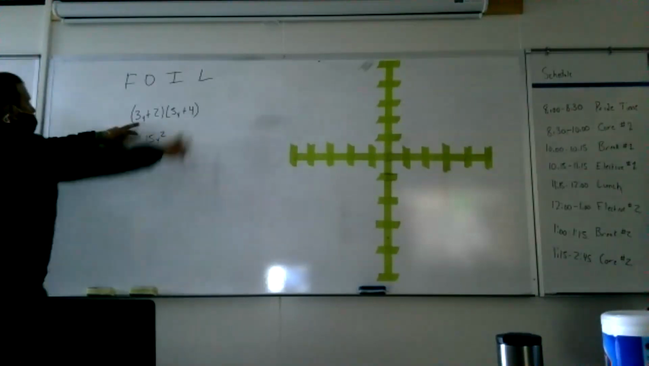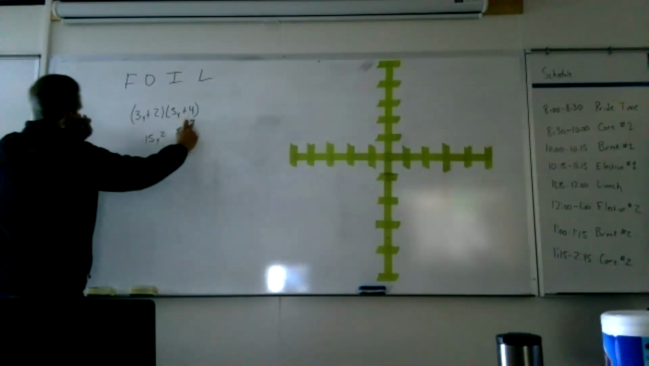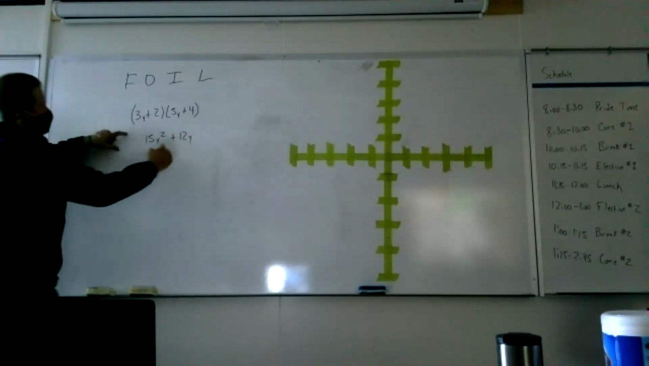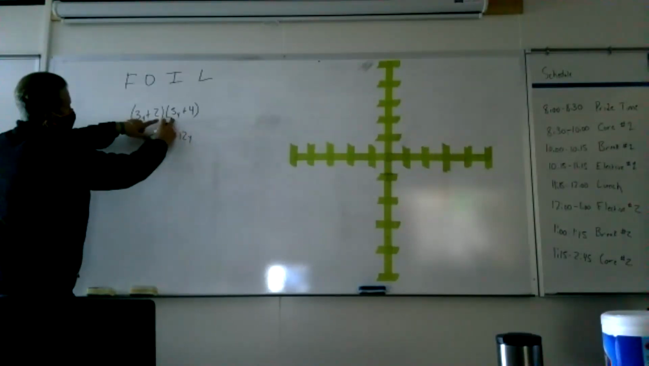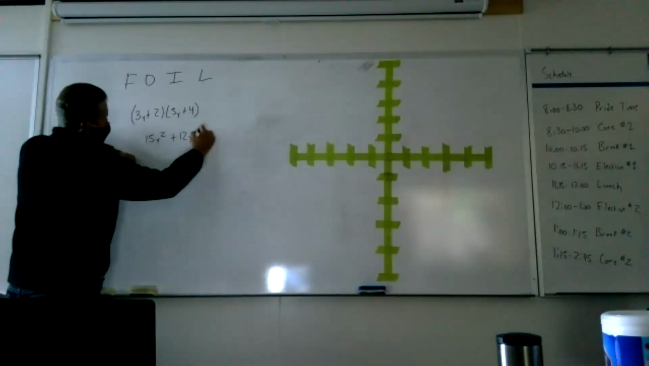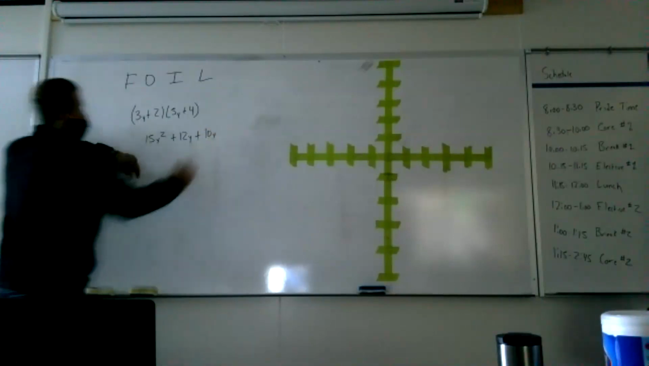Then we're going to multiply our outside terms. We have 3y times 4. That yields positive 12y. Now we take our inside terms, a 2 and 5y. We're going to multiply those together. 2 times 5 is 10. So we have a positive 10y.